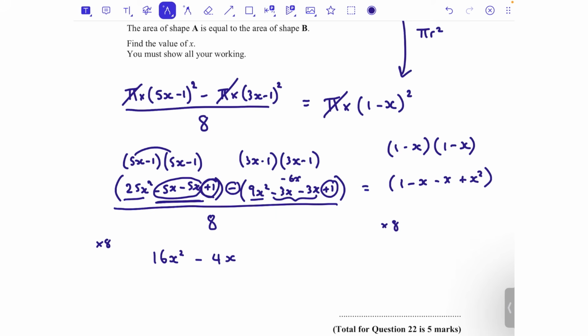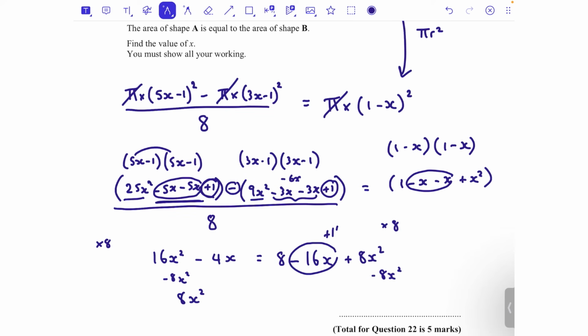Okay, now that is over 8, but we're going to times both sides by 8, so we're going to get rid of that, and we're going to instead times everything on the right-hand side by 8 to get rid of the denominator on the left. So that is 8 minus, at the minute I've got minus 2x, so timesing everything by 8 is going to give me minus 16x, and then add 8x squared. And we've got a quadratic, we want to make it equal 0, so I'm going to take 8x squared away from both sides. So 8x squared, and I'm going to add the 16x to get rid of this, which makes it plus 12x, and then I'm going to take away 8 from both sides, equals 0.